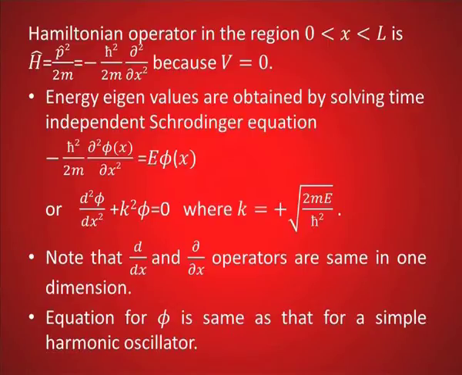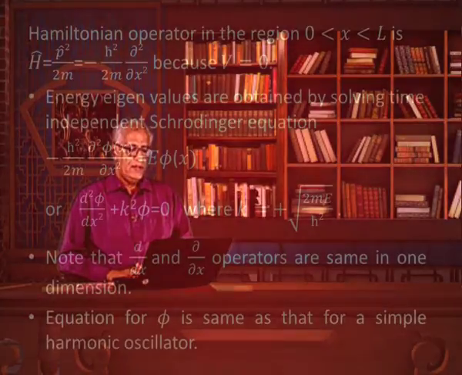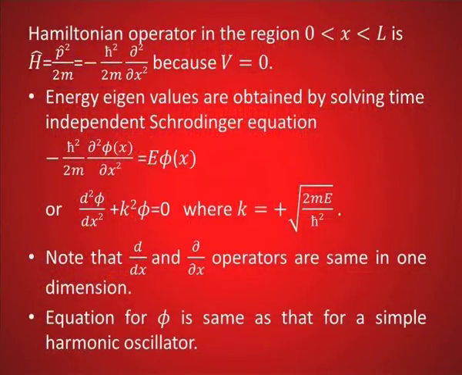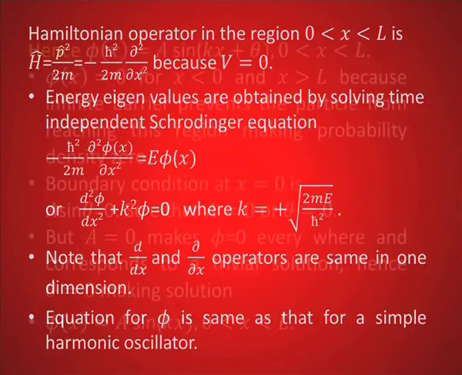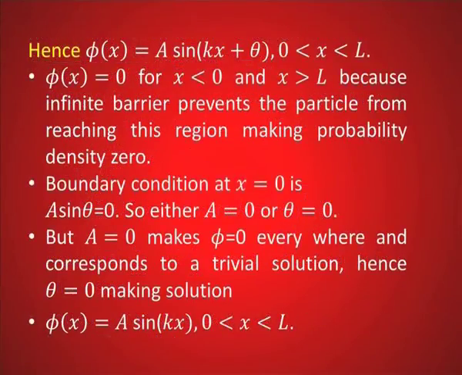Now, note here that the partial derivative ∂/∂x and the total derivative d/dx are the same in one dimension. They are different in more than one dimension, but here there is no y and z term, so we need not distinguish between the total derivative and the partial derivative. The equation for φ is the same as that for the simple harmonic oscillator, and we know that the solution of the simple harmonic oscillator is A sin(kx plus θ). So, we have φ equal to A sin(kx plus θ) for x greater than 0 and less than L.